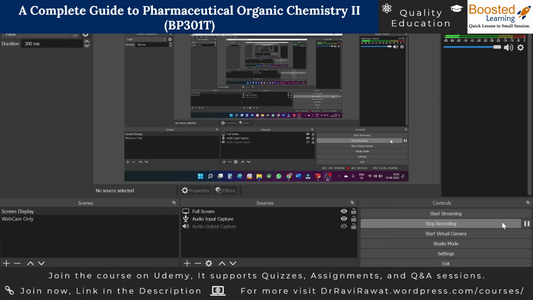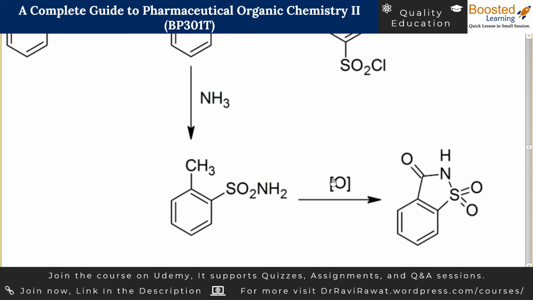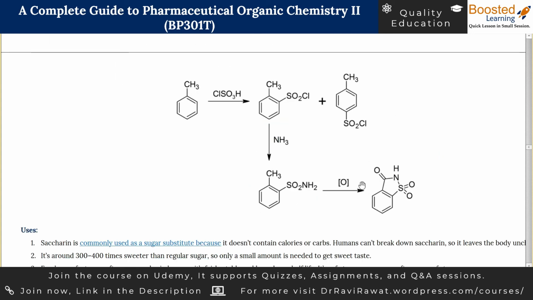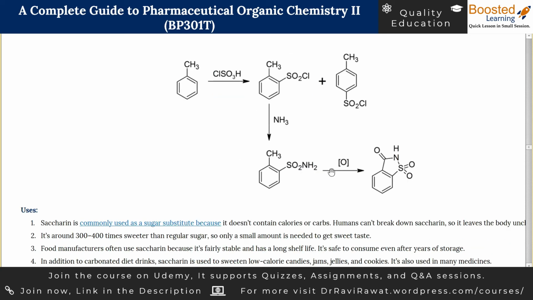Now we are going to oxidize this molecule. Oxidation can lead to conversion of CH3 to COOH. Now there are some oxidizing agents such as KMnO4, K2Cr2O7, which can oxidize the CH3 group into COOH, the carboxylic acid functionality. Once this carboxylic acid is formed, it can react with the amino group of the sulfonamide to finally cyclize the ring. So this is how the final product, saccharin, is synthesized. I hope you have got this scheme right. So this is the synthesis of saccharin.